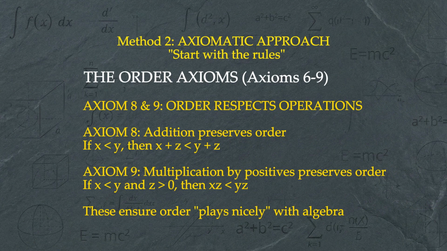Axioms 8 and 9 ensure that our ordering plays nicely with our field operations. Axiom 8 says if x is less than y, then adding the same number to both sides preserves the inequality. Axiom 9 says multiplying both sides by a positive number preserves the inequality. These are the rules that make inequality manipulation work.